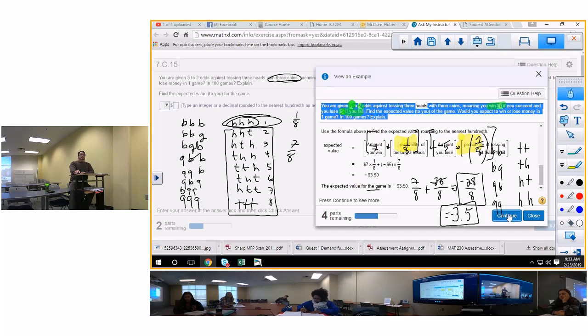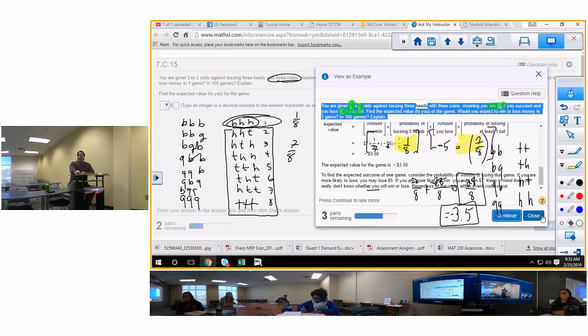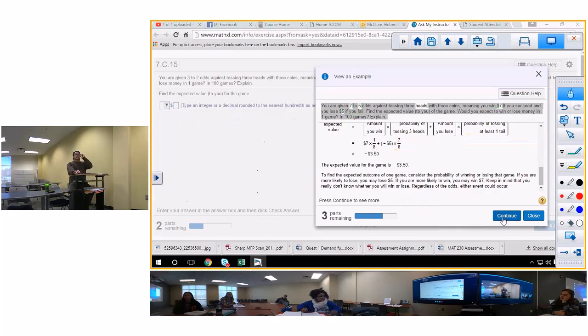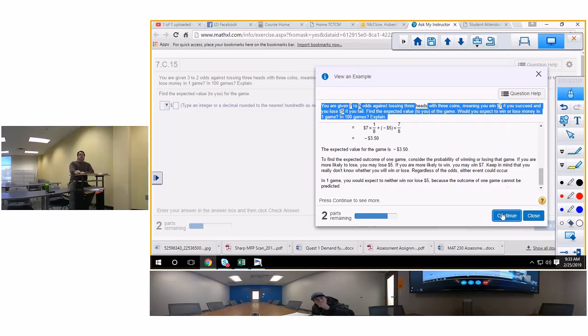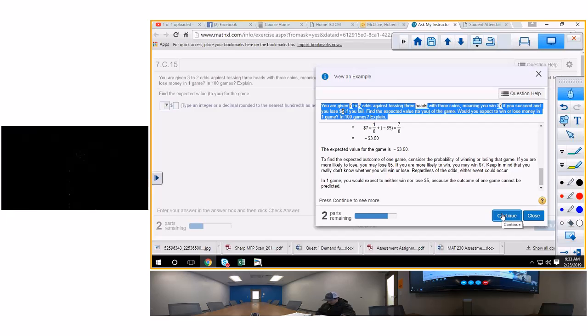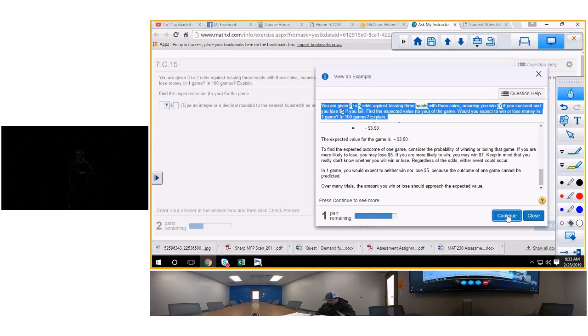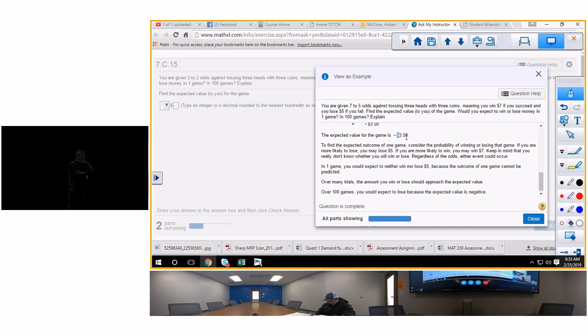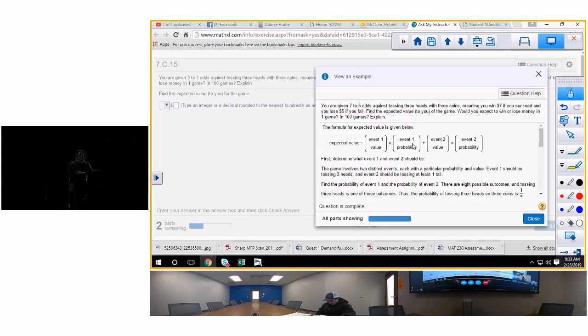And then you would multiply that by 1 game or 100 games or whatever. I don't know what they say here. Hold on. What do they say? In game 1, you would expect neither to win or lose because it's just 1 game. But if you play 100 games, then you would expect to lose because it's negative. And why is it negative? Because the probability comes out to be very what?